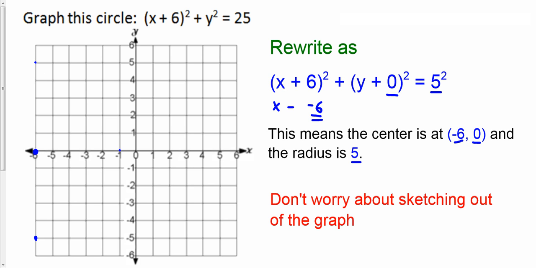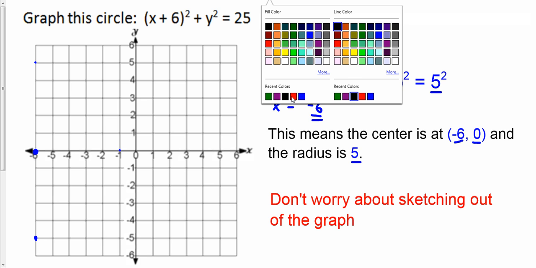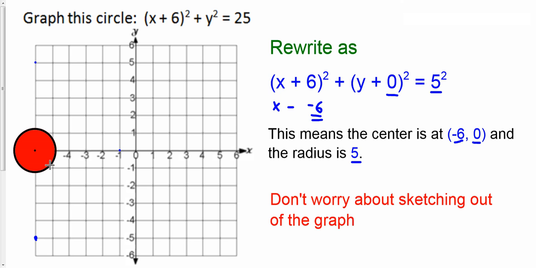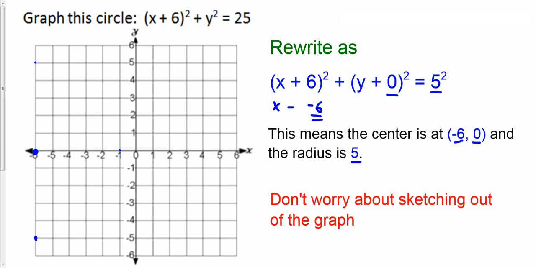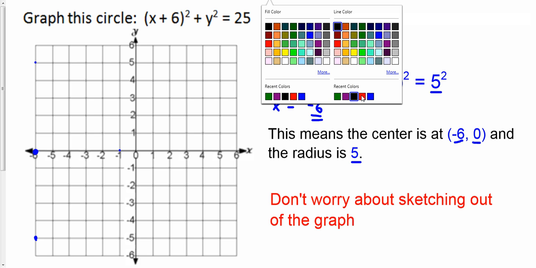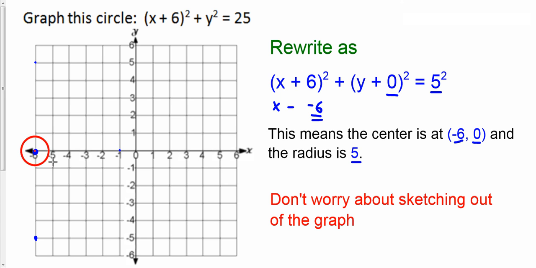Now you can make just kind of a general sketch. You don't have to be exact. I'm going to use my circle tool on this. Whoops, I don't want it to be filled in. Let's do circle, the red line. There we go. And I just want it to touch those edges. So here's my center, and it goes through all of these points.